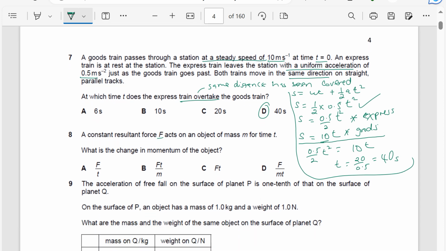A constant resultant force F acts on an object of mass m from time t. What is the change in momentum of the object? So we know that change in momentum is equal to impulse, which is force times time. So without wasting time, this is C.